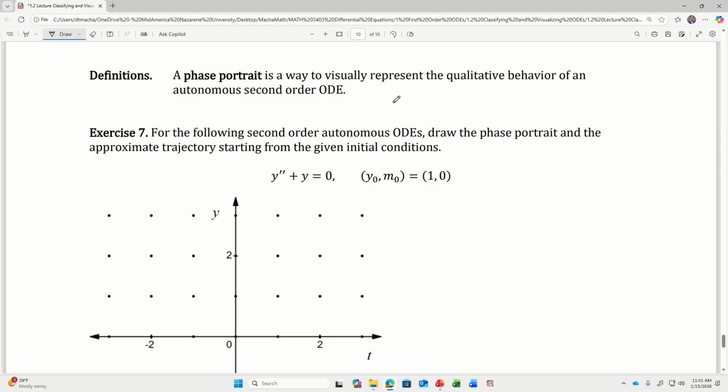Okay, last page of notes for today. A phase portrait. A phase portrait is a way to visually represent the qualitative behavior of an autonomous second-order ODE.